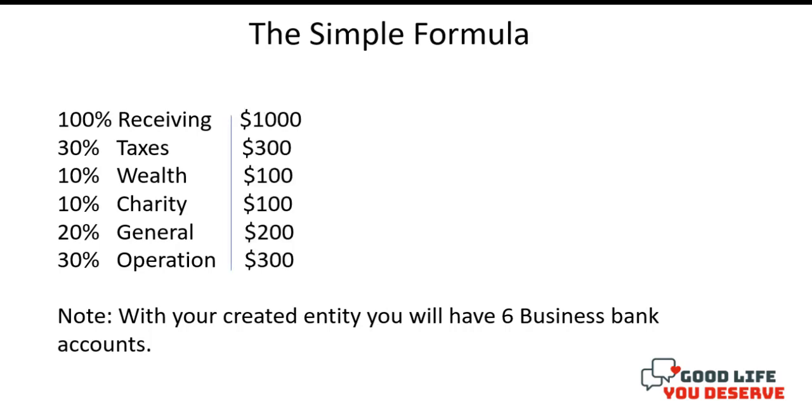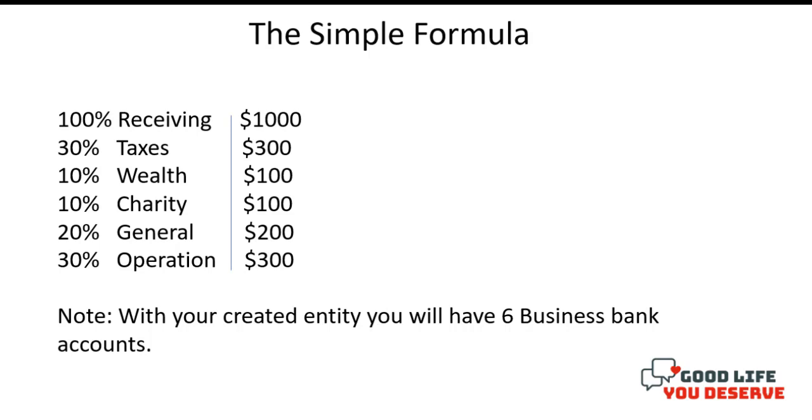So let's use a hypothetical situation. Let's say you got $1,000 coming in a month from your multiple income streams. Well, you allocate 300 for taxes, 100 for wealth, 100 for charity, 200 for general, and 30% for operating expenses.